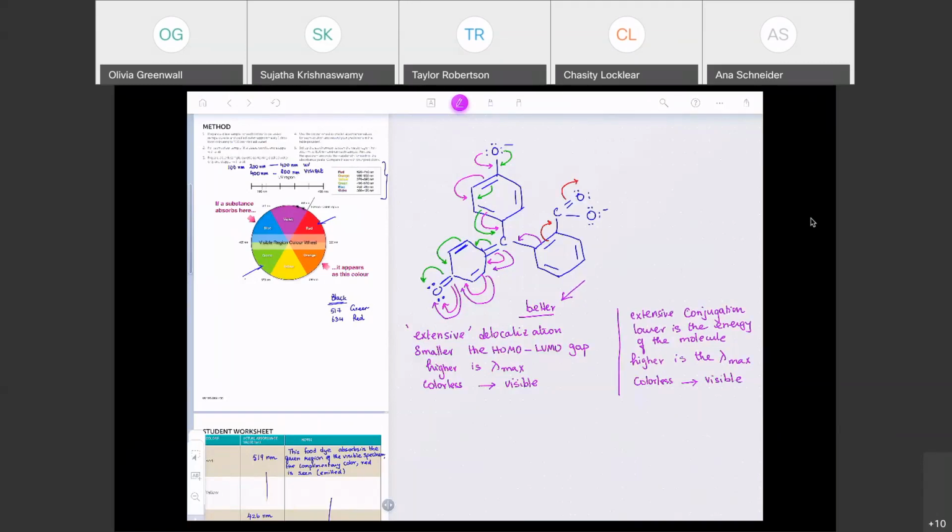Any questions on this? So you have to have a logical push of these electrons. Take a picture, write this down, take a picture, whatever works for you, okay?